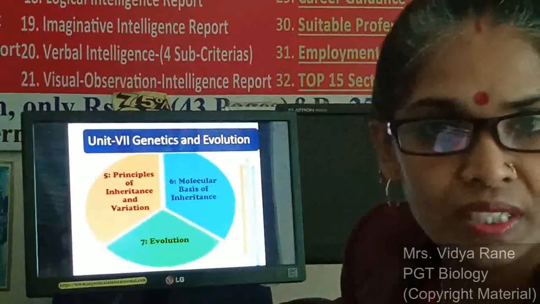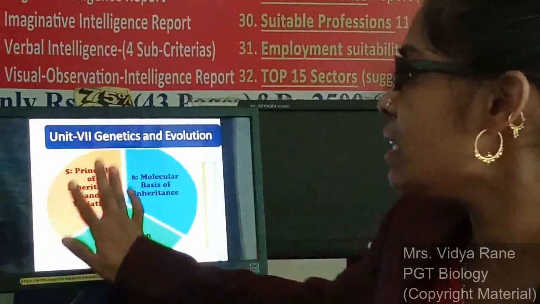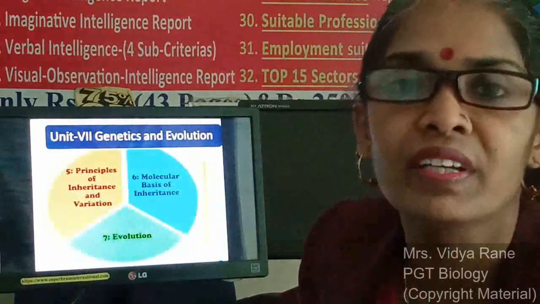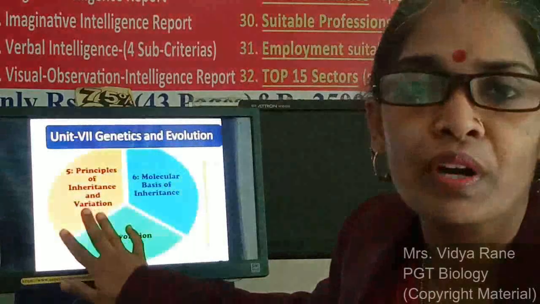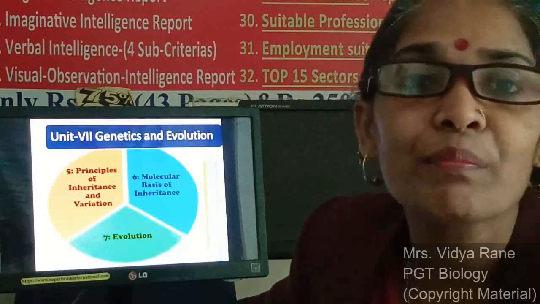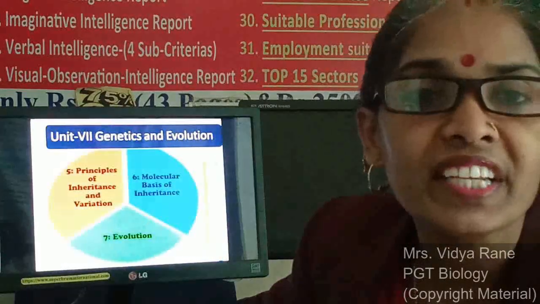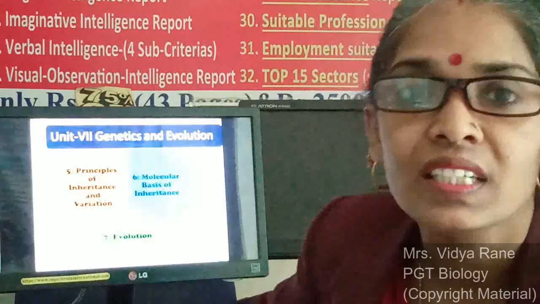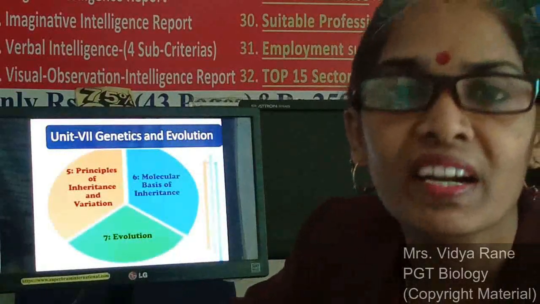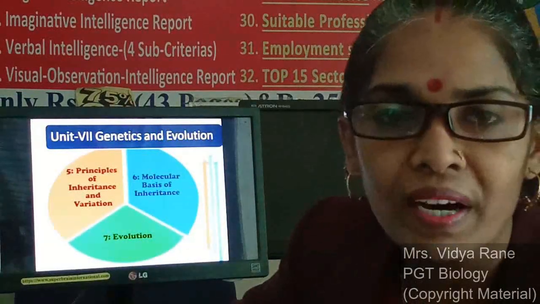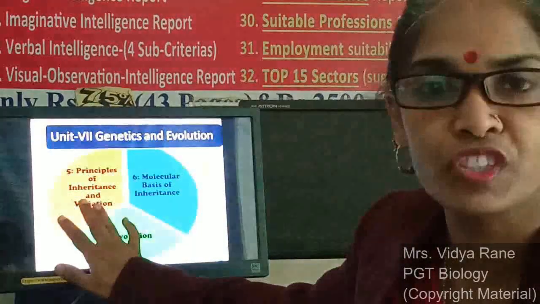In that you are going to study 3 chapters. Chapter 5th is principles of inheritance and variation. Again, the base of this chapter you have studied in class 10, that is Mendelian inheritance, monohybrid cross, dihybrid cross, variations and inheritance. All this you are going to study in this same chapter, and something new and advanced, a little bit ahead, you will study in detail in this 5th chapter.